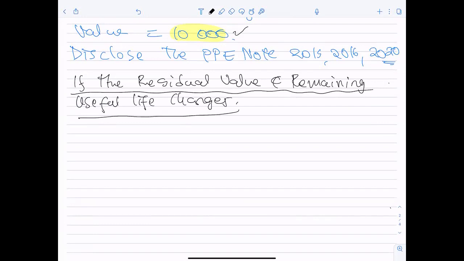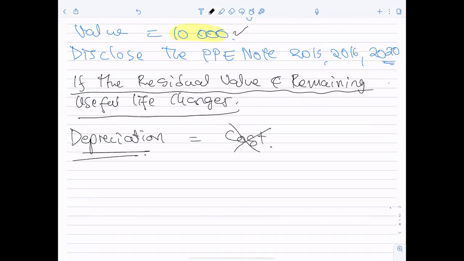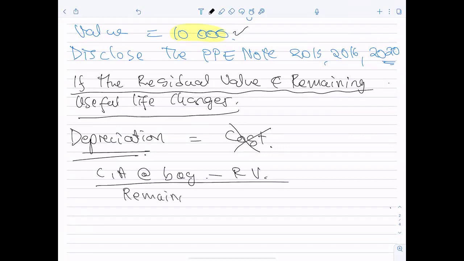Are we together? So when calculating our depreciation, we are not going to charge our depreciation based on the what? On the cost, because things have changed. So our depreciation is going to be charged based on the carrying amount at the beginning of the year, minus the new residual value, if they changed the residual value, divided by the remaining useful life at the beginning. Write that one down.